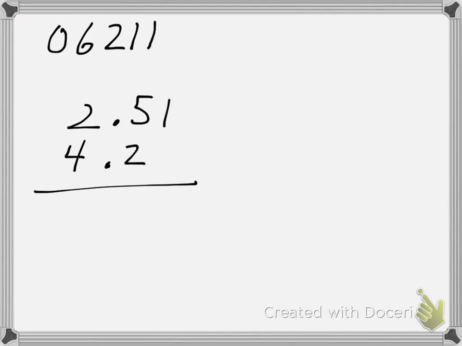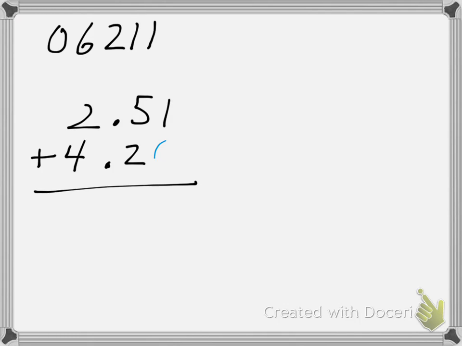Okay, this is the set of sample questions for 06211. So we are going to have two main concepts. Our first concept is adding and subtracting decimal points. What you need to remember for that is you need to line up the decimal points to add, and also to subtract. It doesn't make a difference if you have extra places.